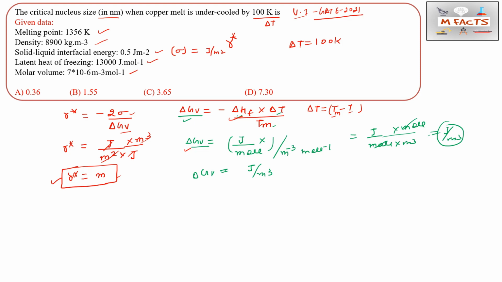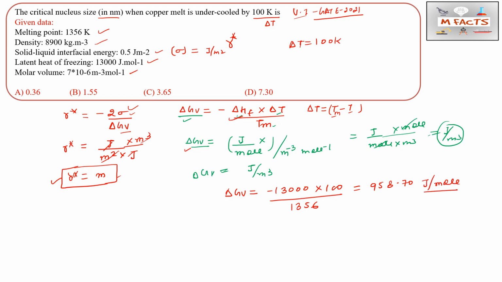Now we will find delta GV, because we know sigma. Delta GV equals minus delta HF, which we take as 13,000, multiplied by 100, divided by the melting temperature, which is given as 356. From here we get delta GV as 958.70 joule per mole.